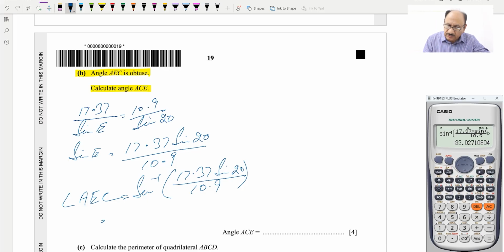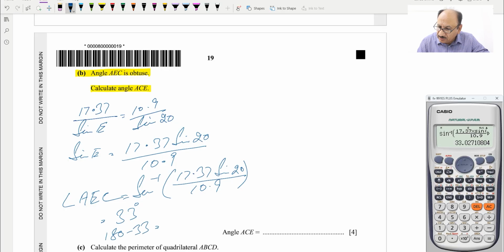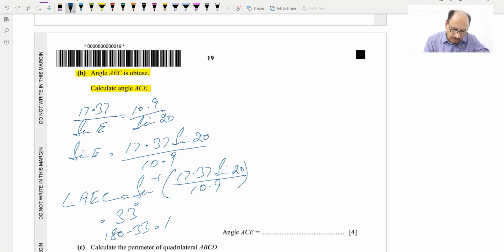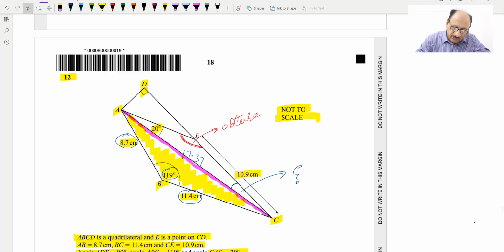This is equal to 33. So this angle we can take 33, but the angle is obtuse. So 180 minus 33 will be what? 180 minus 33 will be resulting to 147 degrees. So our angle AEC is 147. This angle which we were looking for is 147 degrees.